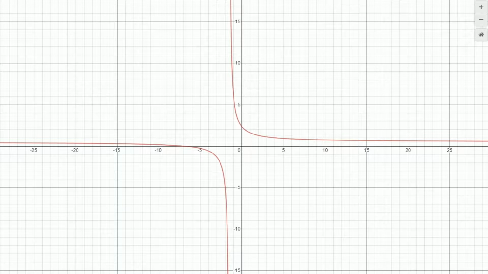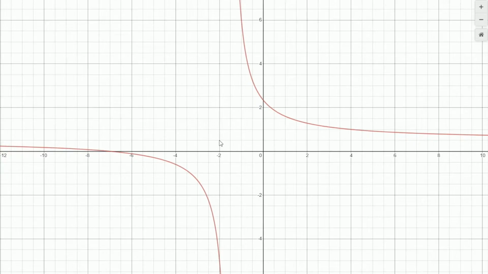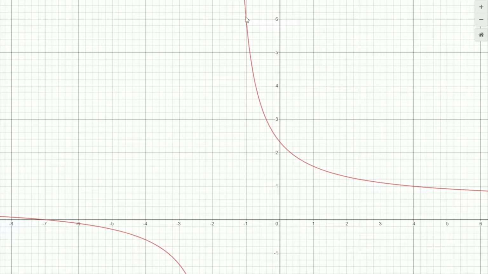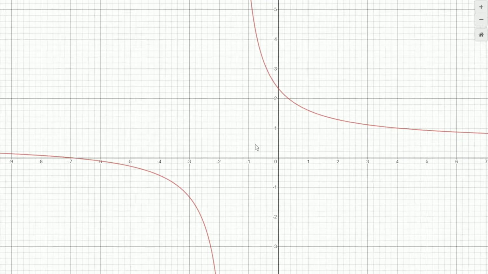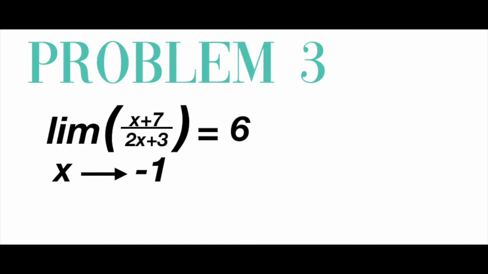Alright, and here we're in Desmos, where we graph the x plus 7 over 2x plus 3. And as we can see, if we zoom in, we see that at negative 1, we are approaching the number 6. So that means we are right with our answer. The limit of x plus 7 over 2x plus 3 if x is approaching negative 1 is 6.